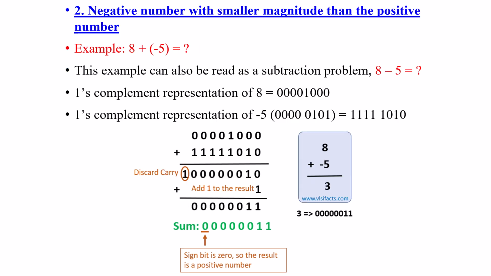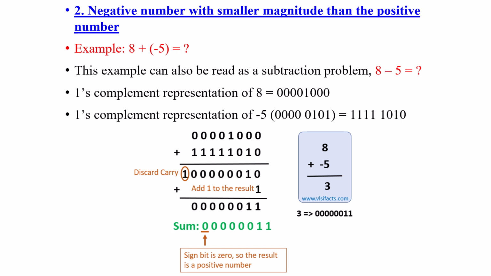Second case, the negative number with smaller magnitude than the positive number. So consider this case, 8 and minus 5. Minus 5 is a smaller magnitude number than the positive number. So we have to take first the ones complement of 8. The ones complement, if it is a positive number, is just the binary of that number.